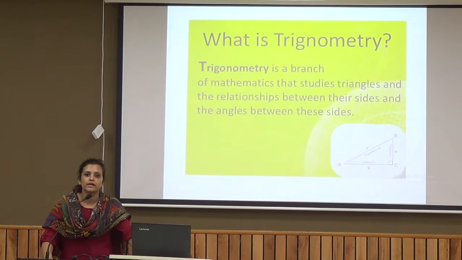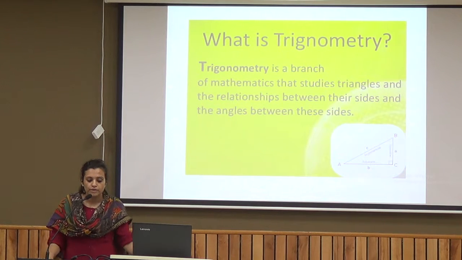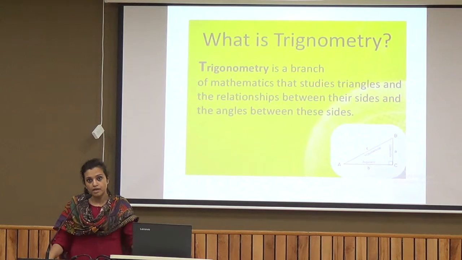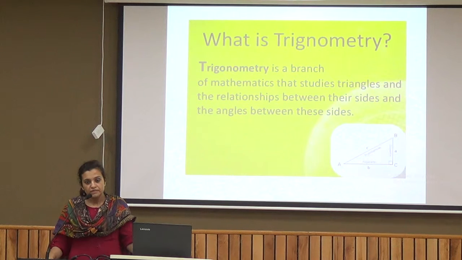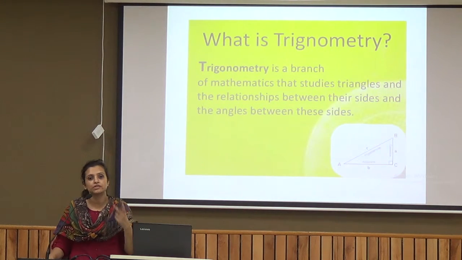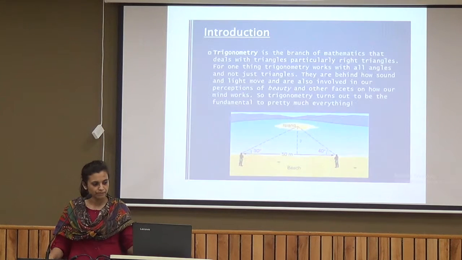Before that, let's quickly revise what is trigonometry. Trigonometry is a branch of mathematics that studies triangles and the relationships between their sides and the angles between these sides. Now, what is the main word? The key term here is a right angle triangle, and the angles which are associated with the right angle triangle, that is the two acute angles.